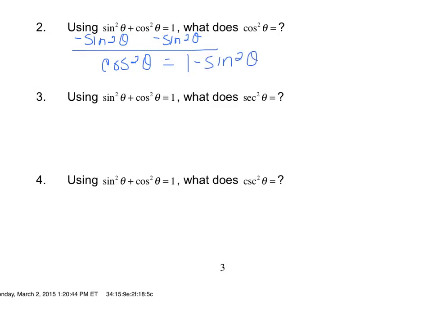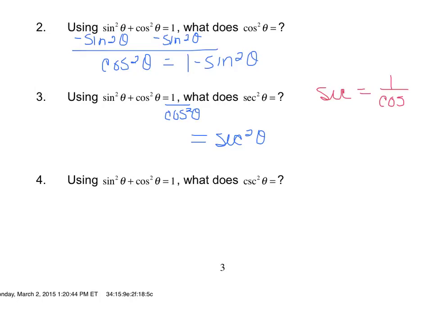Okay, let's take a look at number 3. Using sine squared of theta plus cosine squared of theta equals 1, what does secant squared of theta equal? Well, I don't have a secant squared of theta in this equation. So I have to think, what is secant? Well, if you can remember, secant is 1 over cosine. I do have a 1 in that equation. So if I divide that 1 by cosine, and in this case we want a secant squared of theta, so we're going to go cosine squared of theta, that will definitely give me my secant squared of theta.